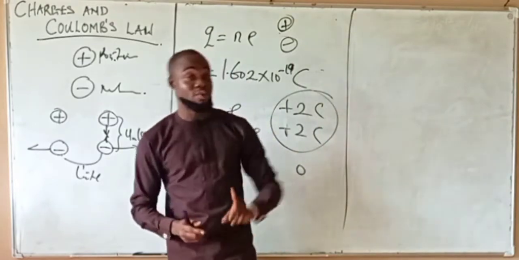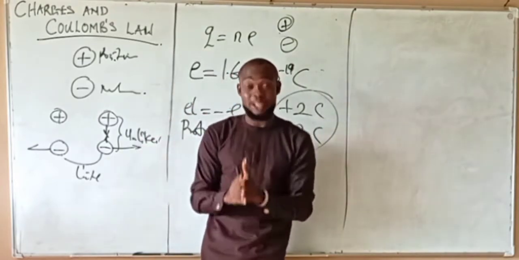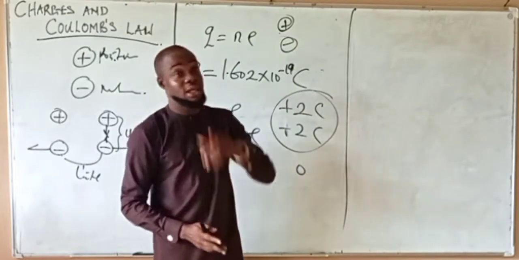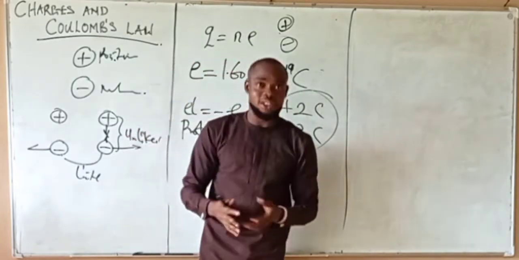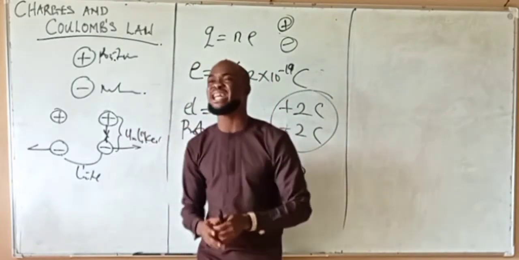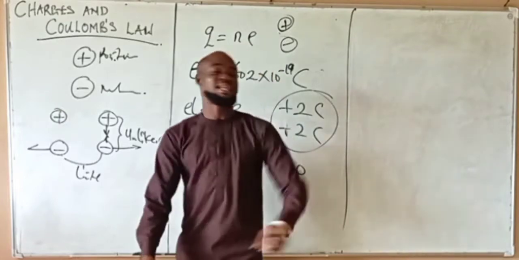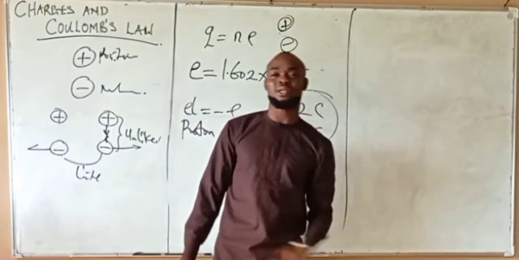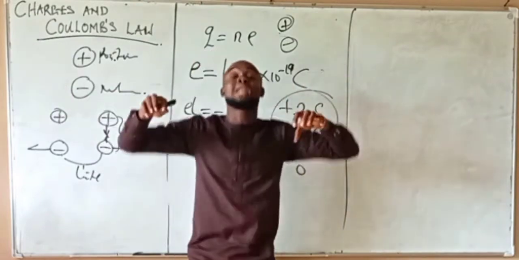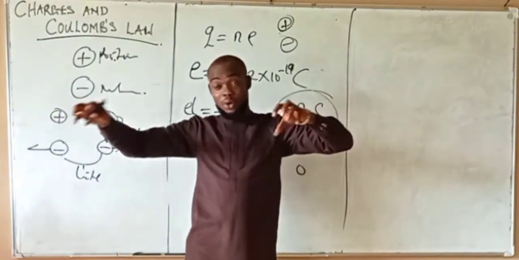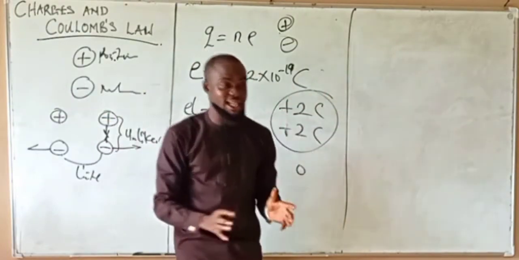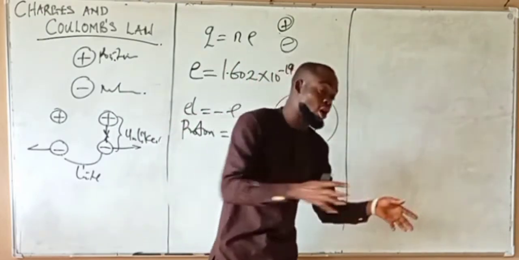Now, what is a neutral body? We said a neutral body is a body that has no charge, or a body that has an equal amount of positive and negative charge. Take note of that. Now, how do we charge this neutral body? There is something we call charging by friction, and something we call charging by induction. That's what we're going to be looking at. Any charging of a body you come across in life is going to be either by friction or by induction.